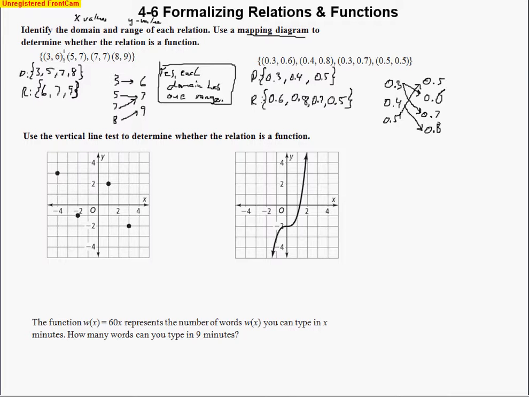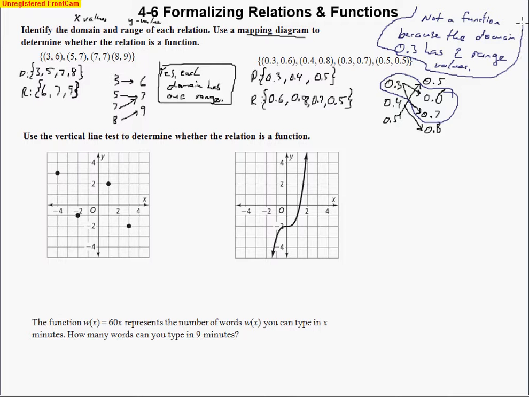So this is not a function, and here's why, right here. See, the domain 3/10 has 2 range values, and so it's not a function. So that's what we'll say. Not a function because the domain 3/10 has 2 range values. And so that's what a function is. It's one in which each domain has just one range value.